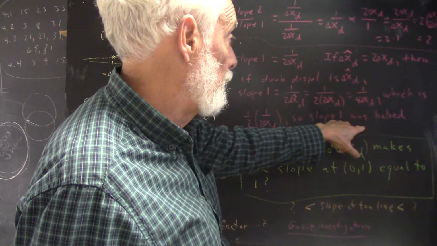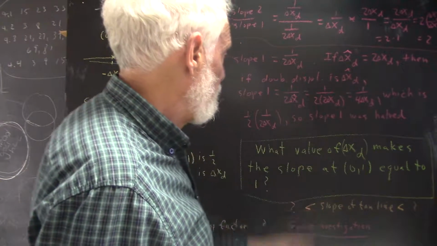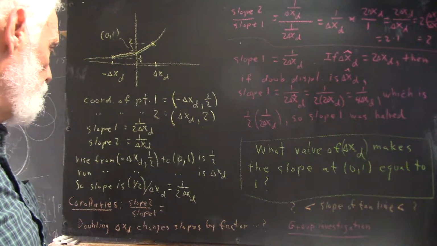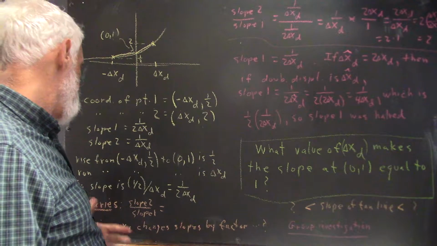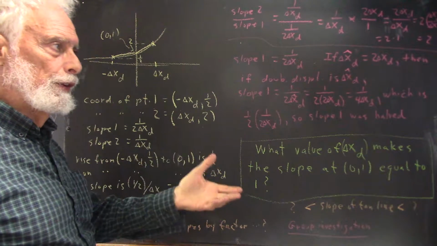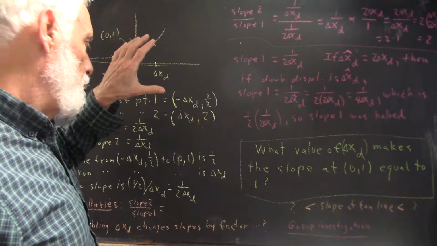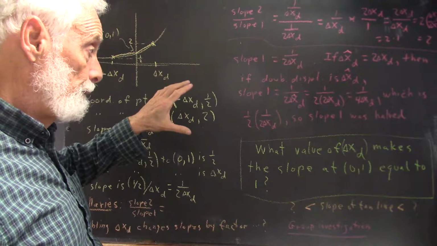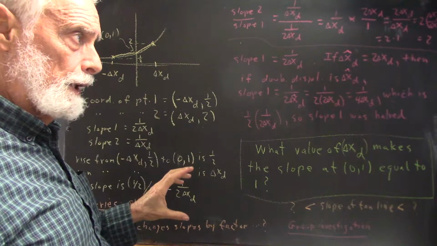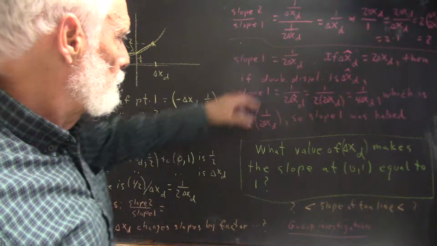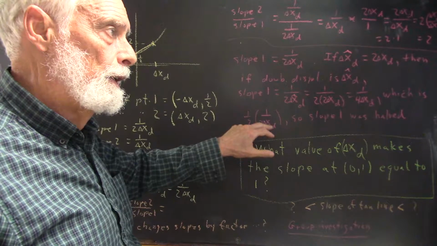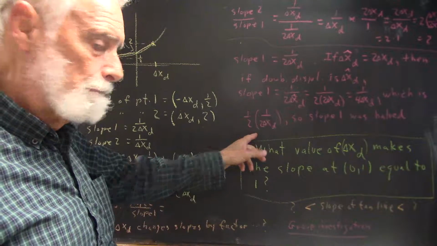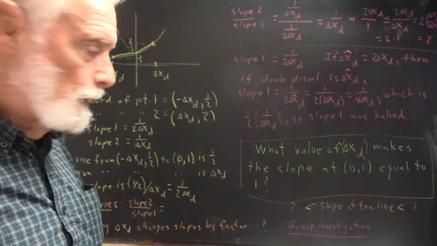So slope 1 was halved. We doubled delta x sub d, that cut slope 1 in half. Okay? So that proves that doubling delta x sub d does cut the slope in half. Remember that the information put up by our student on the board indicated that that should be the case by 2 examples. Well, we've now proved it for every possible value of the doubling displacement. Okay, so we've got a kind of significant result here. It's going to be useful.